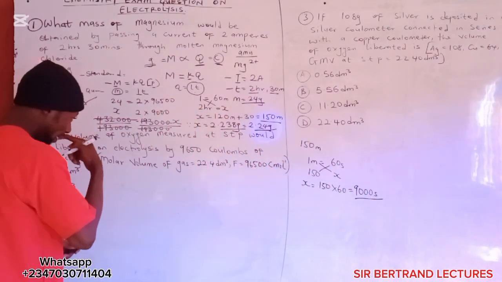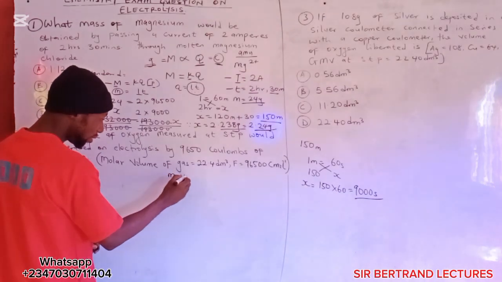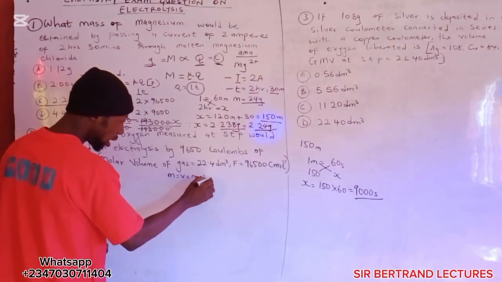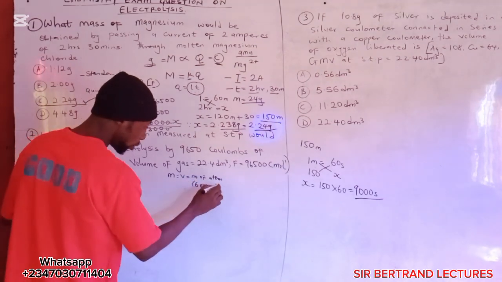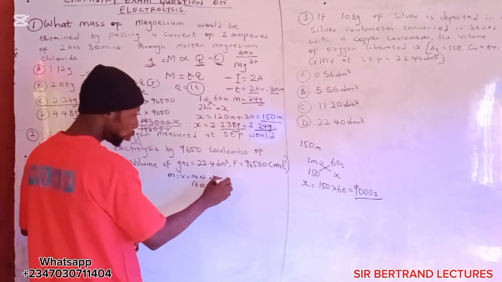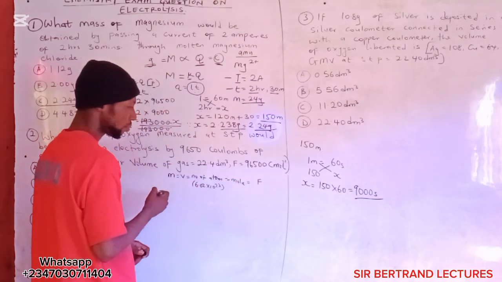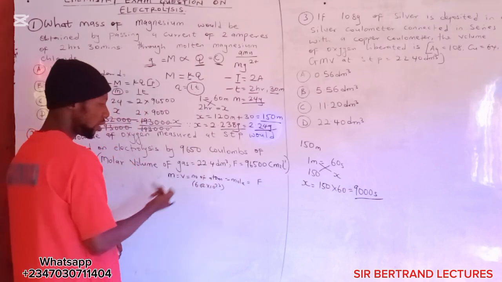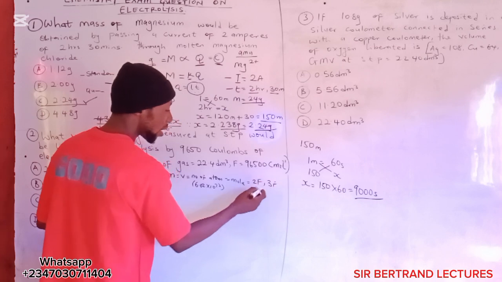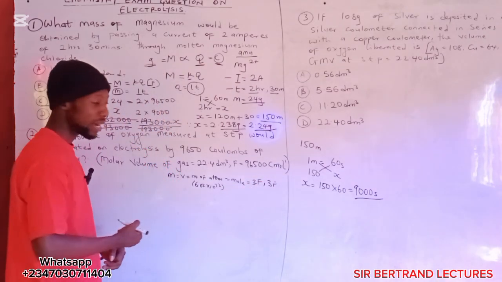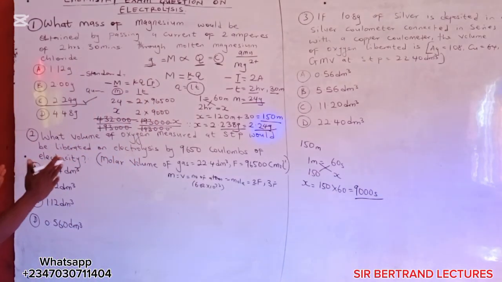You can also use volume, right? We can also use number of atoms, which I said is 6.02 times 10 raised to the power 23. We can also use mole to solve against farad, depending on what you are working with. If it's magnesium, it's 2 farad. If it's aluminium, it's 3 farad, because 2 is the charge of magnesium and 3 here is the charge of aluminium. But now, let's look at the question here.